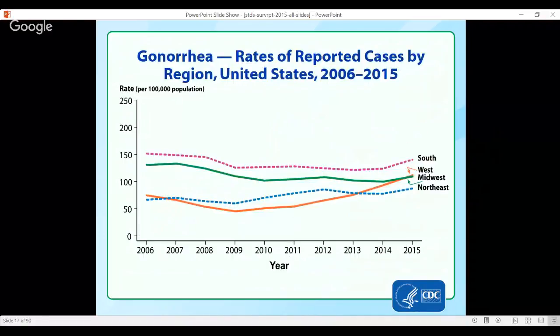Here's gonorrhea rates since 2006 reported by region. Again, you see that the South is the highest, Northeast is the lowest, and the West and Midwest are actually pretty equal in recent years, although generally it looks like the Midwest was higher, so the Midwest is the green line, than the West, which is the orange line.